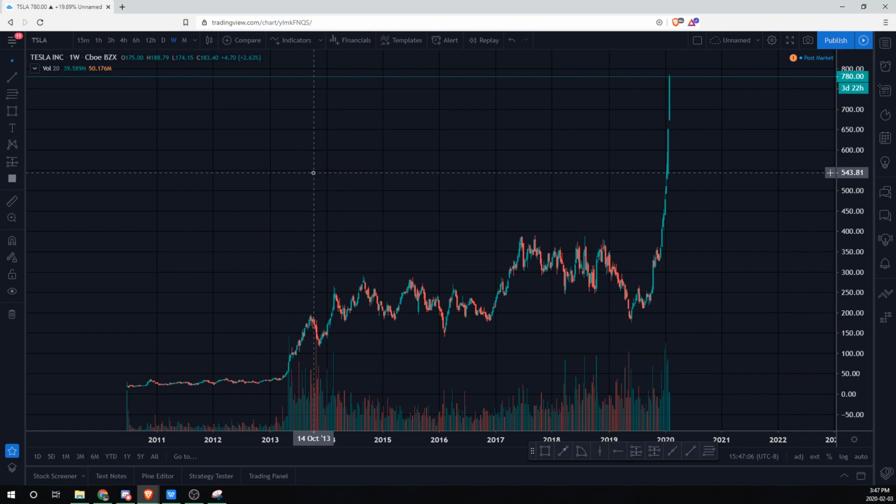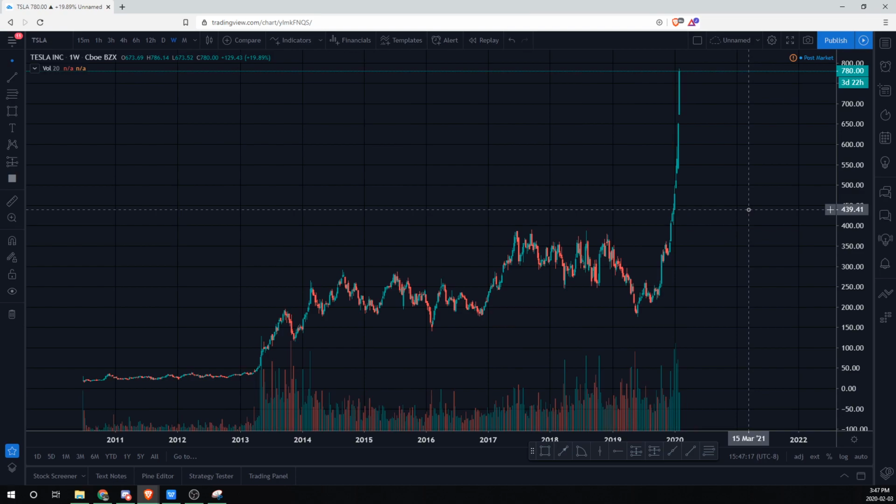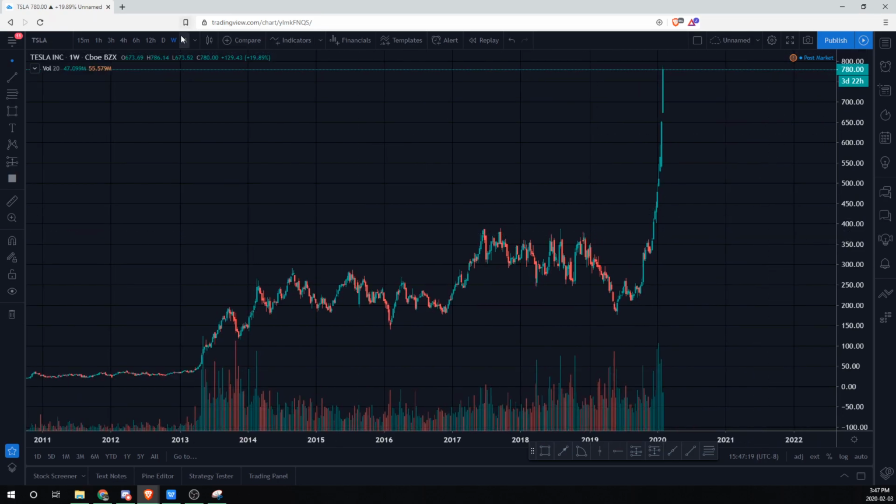This is going to be a little bit different. We're not going to be talking about the cryptocurrency market. We're going to be talking about the stock that is so hyped recently. It's going to be Tesla. TSLA is the ticker symbol, and we see a chart on the weekly right here.